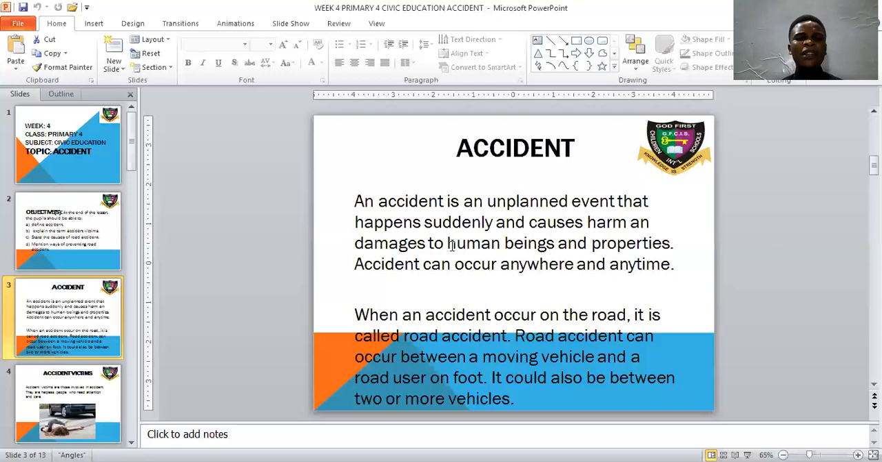Good. Now, another one is that it could also be between two or more vehicles. That is, two or more vehicles colliding with each other. You see them on the road when you are traveling. You see cars hitting each other, involving themselves in one form of accident or the other. So we know that as accident.